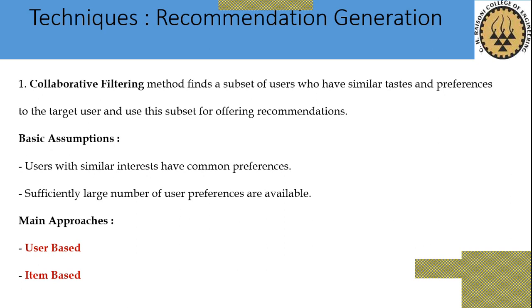So based on these different categories, we are making the similarity and their preferences about the product and make them a collaborative filtering. So users with similar interest have a common preference, and a sufficiently large number of user preferences are available. Here we will see the two approaches we are using in a recommendation system. The first one is called user based and the second is called item based.